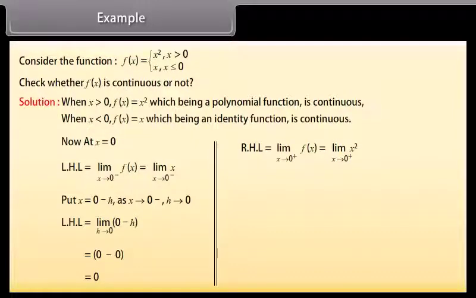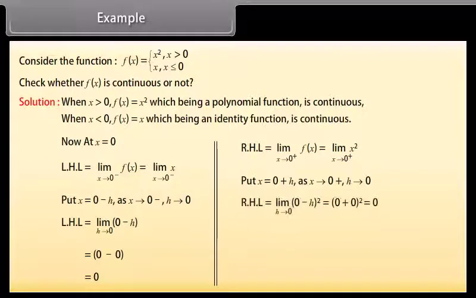Right-hand limit is equal to limit as x approaches 0 plus of f(x) is equal to limit as x approaches 0 plus of x². Put x = 0 + h; as x approaches 0 plus, h approaches 0. Right-hand limit is equal to limit as h approaches 0 of (0 + h)² = 0 + 0² = 0.